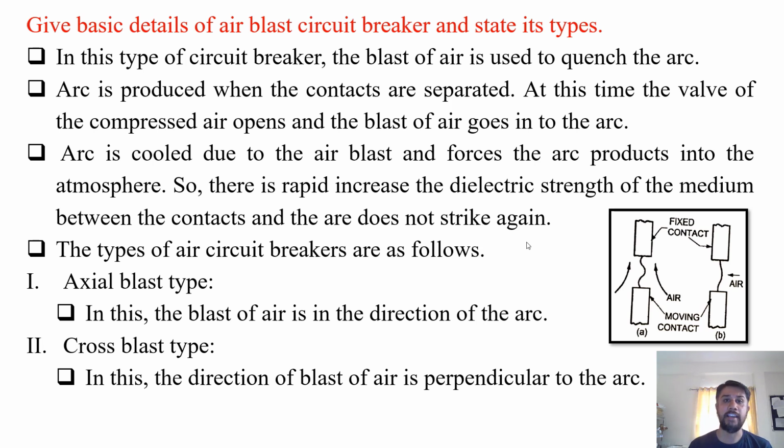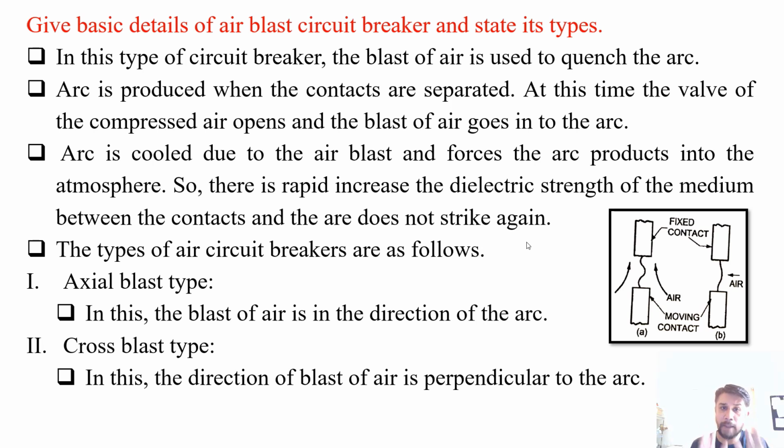Explain the basic details of air blast circuit breaker and state its types. In this type of circuit breaker, the blast of air is used to quench the arc. Arc is produced when the contacts are separated. At this time, the valve of the compressed air opens and the blast of air goes into the arc. Arc is cooled due to the air blast and forces the arc products into the atmosphere.